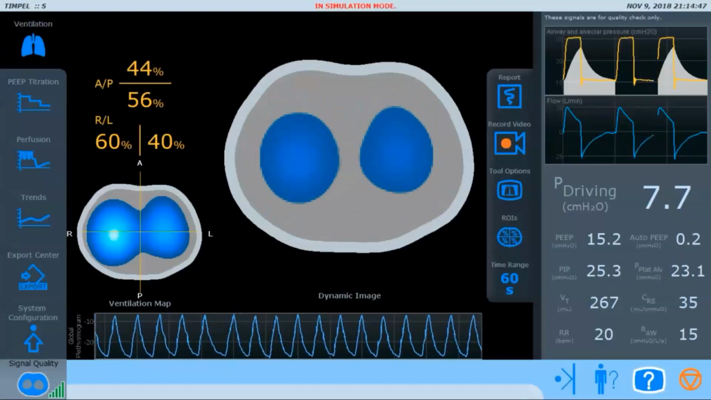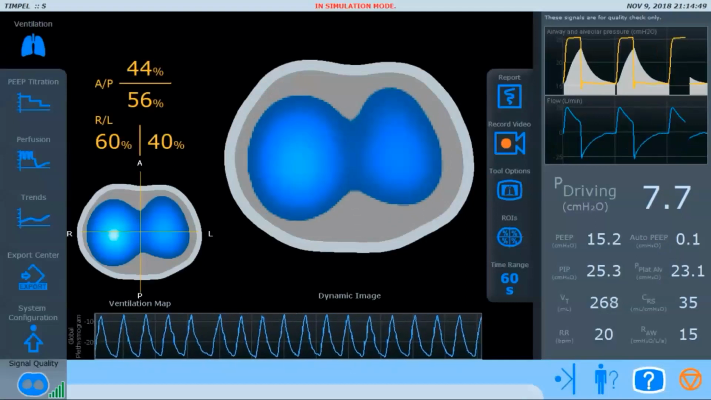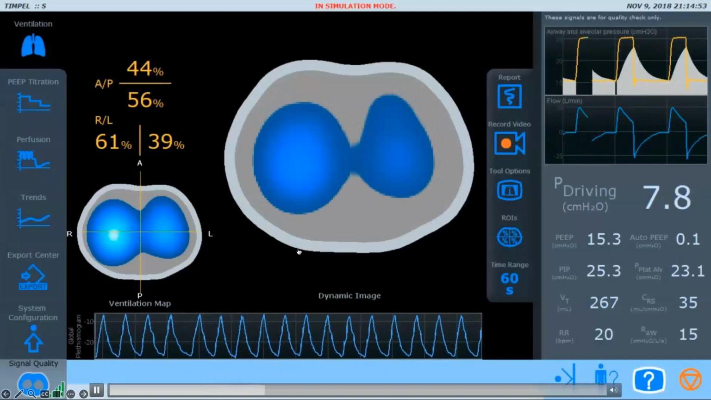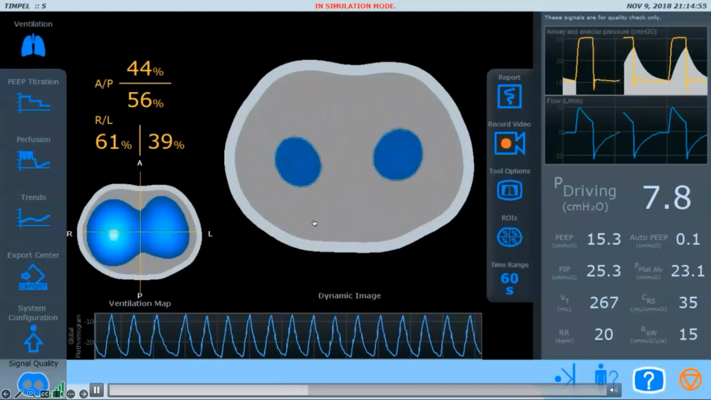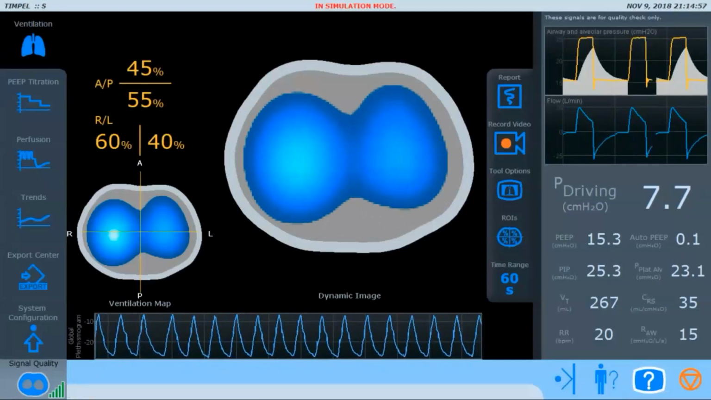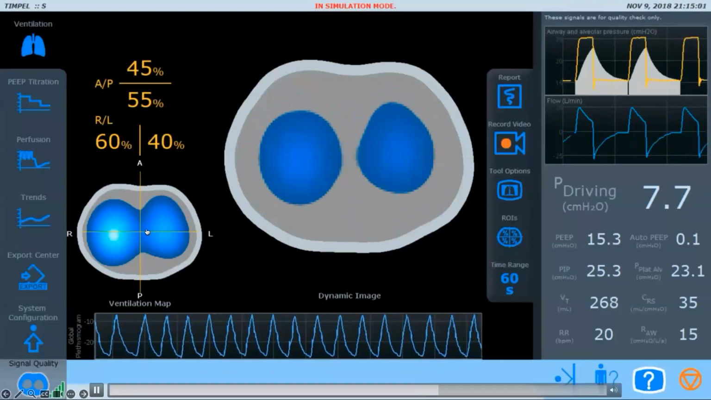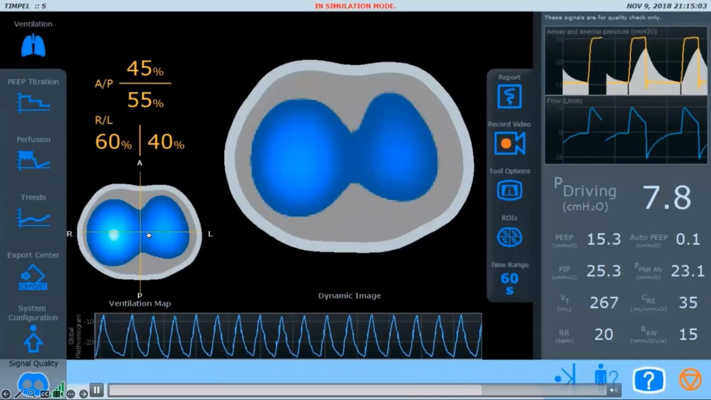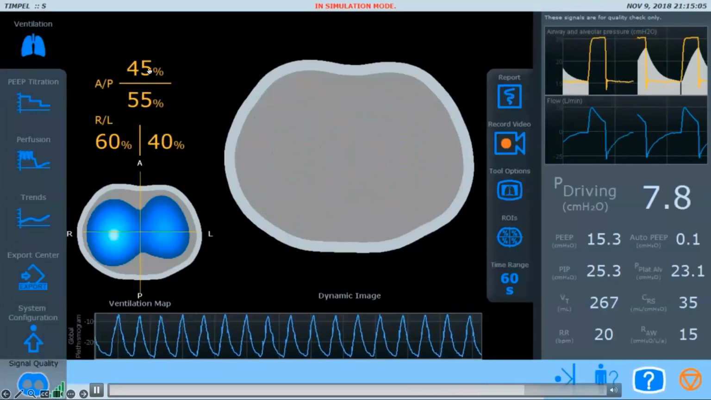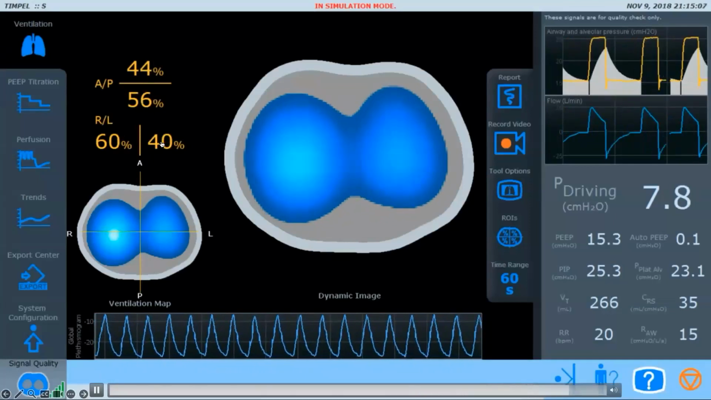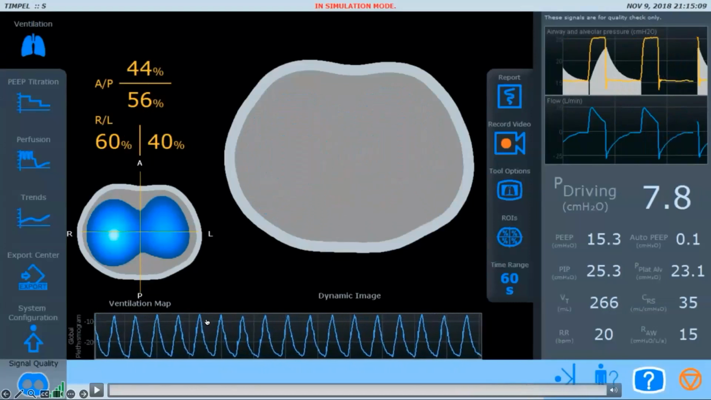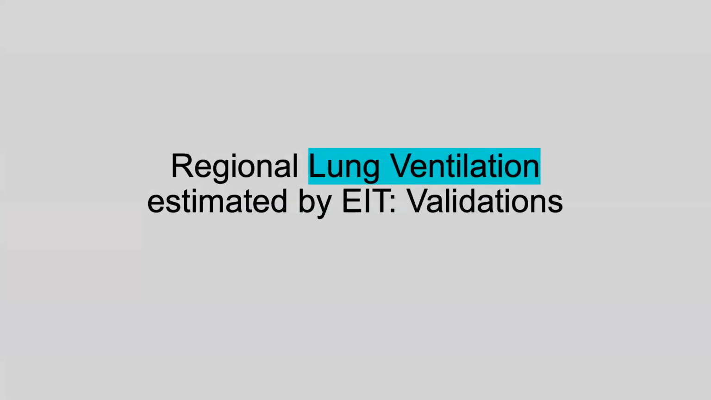This is the main screen of Enlight. In the center, we have the dynamic image showing cycle by cycle where the tidal volume is moving in different lung regions. We have the ventilation map that quantifies, in this case, the anterior, posterior, right, and left tidal volume distribution, and also the plethysmogram showing the change in tidal volume and end-expiratory lung volume.